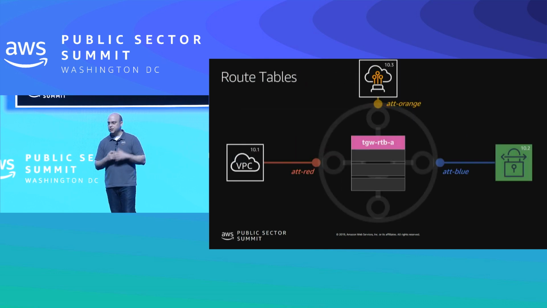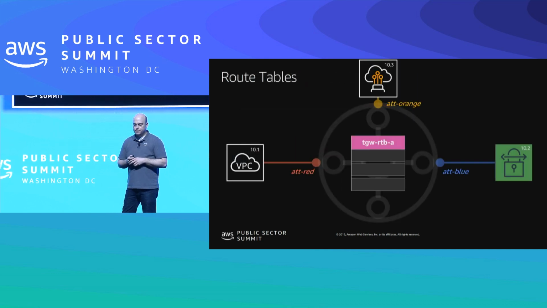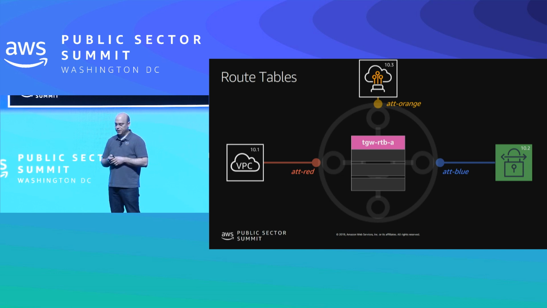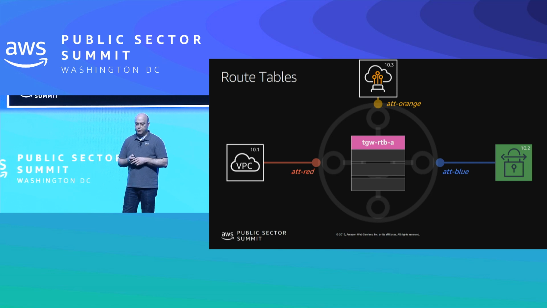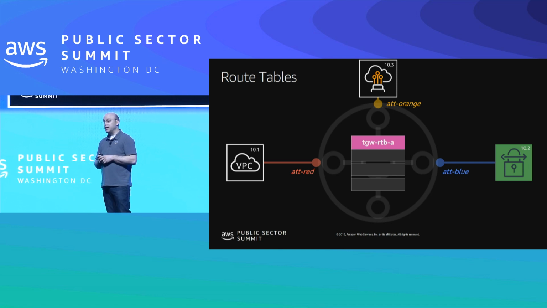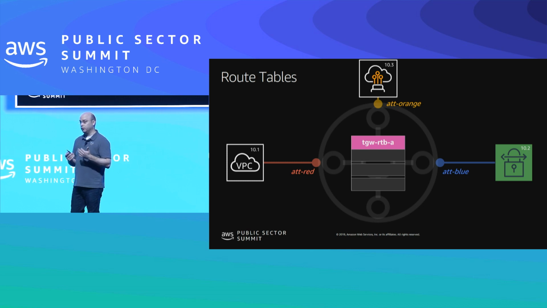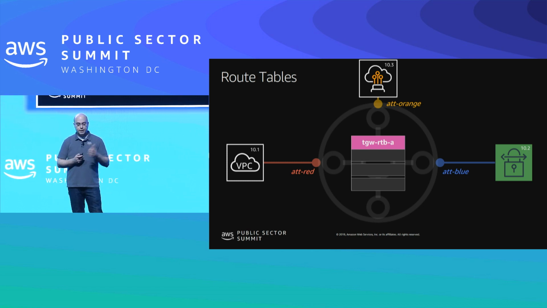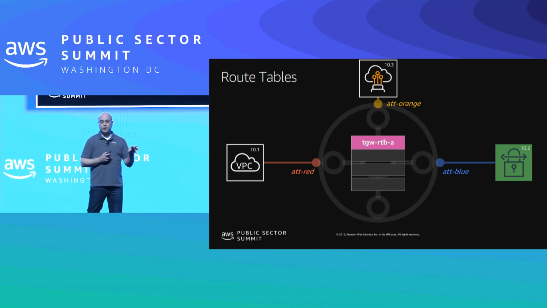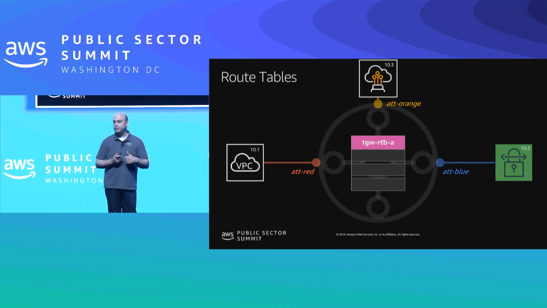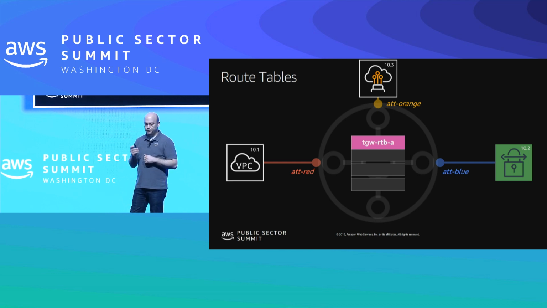Okay, back to the TGW anatomy lesson. We talked about our attachment types. Now let's talk about TGW route tables. Route tables in the TGW allow you to create routing domains similar to virtual routing and forwarding in the typical network world, or VRFs. In a typical configuration, when you create your transit gateway, you also get a default TGW route table.